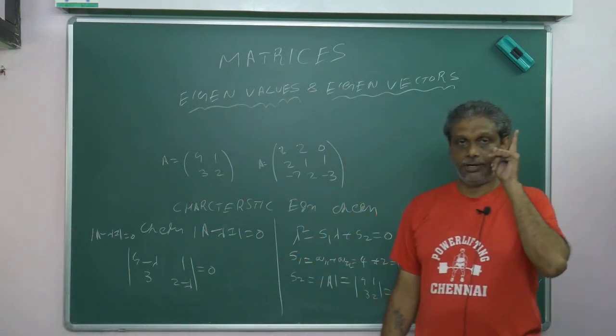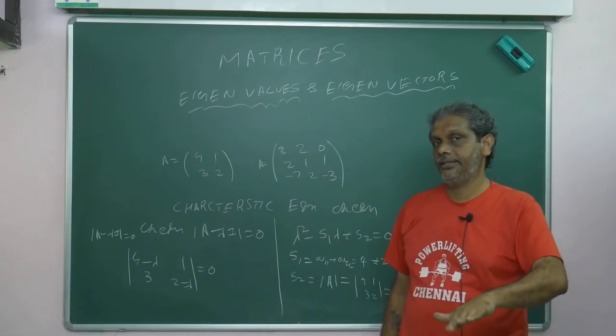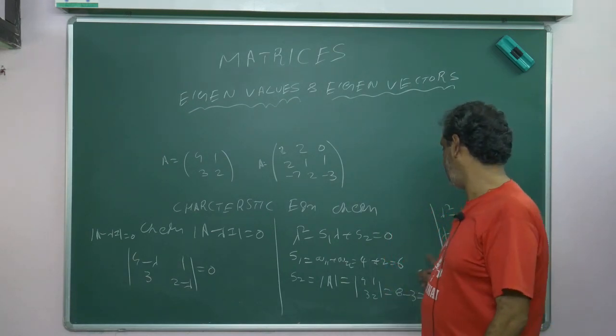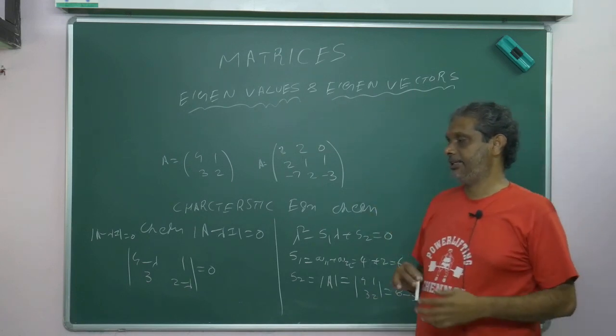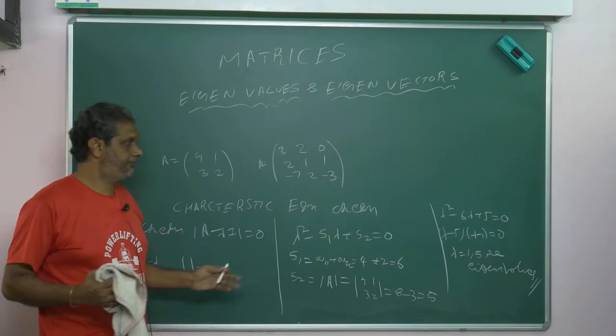Here I told you I am not going for the eigenvector, only the initial stage. Later I will tell you. Clear or not? Okay. Now I will tell you how to do a 3 by 3 matrix. Shall I rub off? Yes.